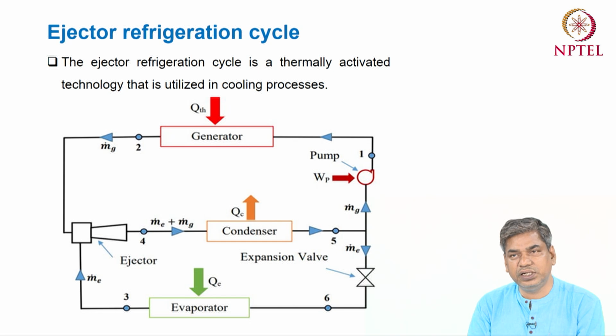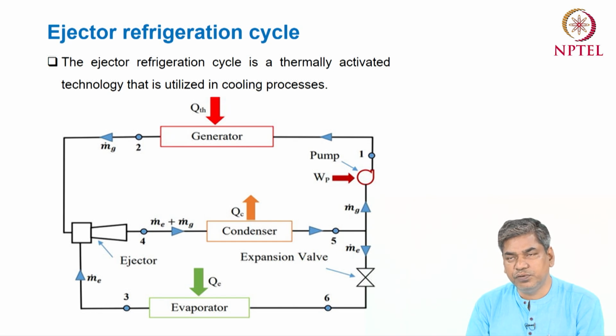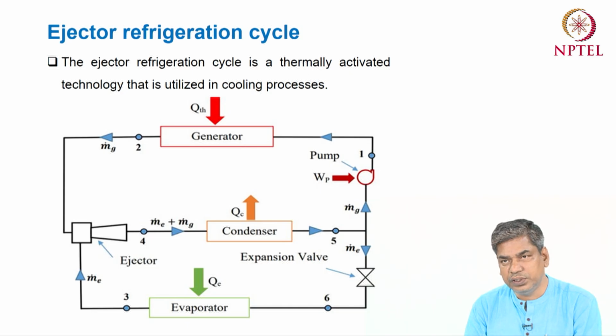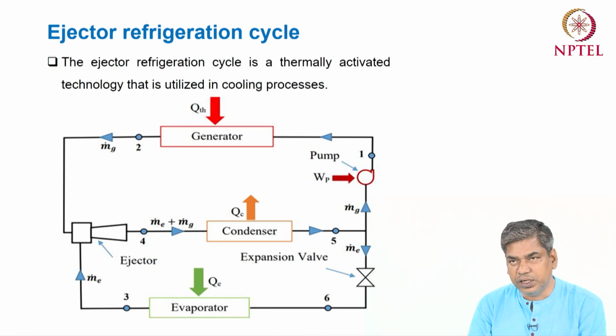After the condenser, if we assume the condenser outlet condition is saturated liquid at point 5, we have to divide it into two parts. The saturated liquid will be divided into two parts. One part goes to the evaporator through an expansion valve. So 5 to 6 is the expansion process in the expansion valve, from the condenser pressure to the evaporator pressure.